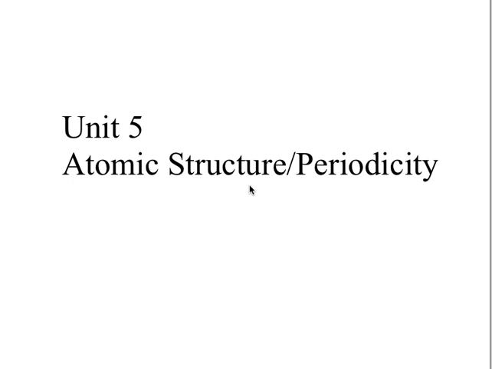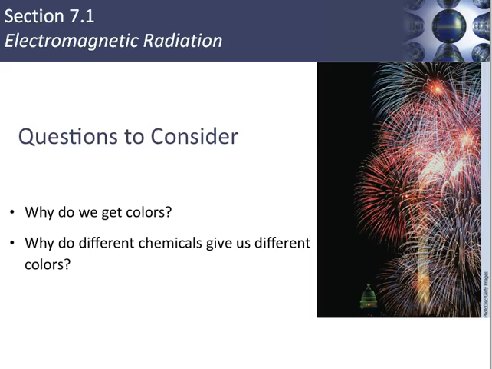All right, so new unit, Unit 5. We only have 5, 6, and 7 for this semester, so we're well into finishing up for what's going to happen before Christmas. And we're looking at atomic structure and periodicity. So the first thing I want to talk about a little bit is color. Why are things colored? How are things colored?